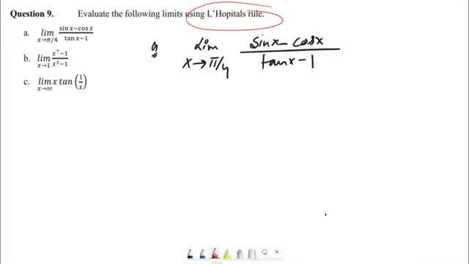If I try plugging in pi by 4 here, sine pi by 4 is root 2 by 2 minus root 2 by 2, divided by 1 minus 1, which is going to be 0 by 0, which is called an indeterminate form.